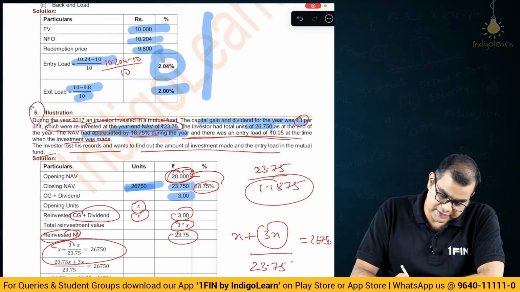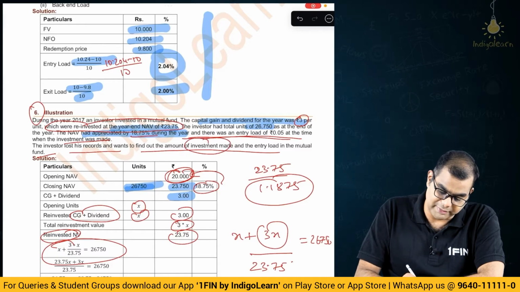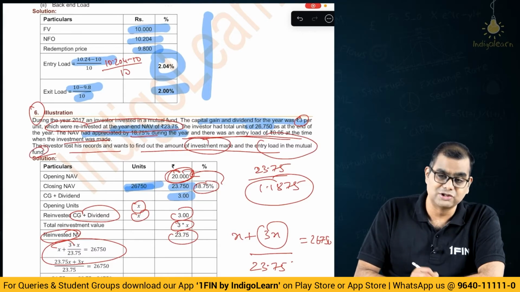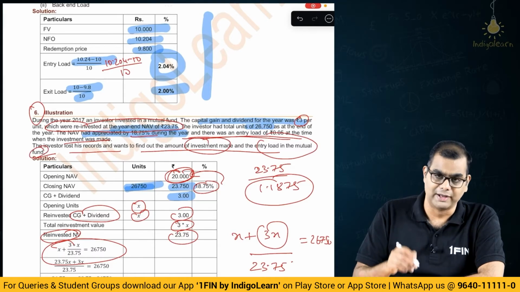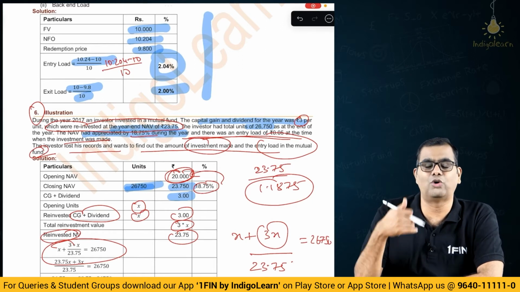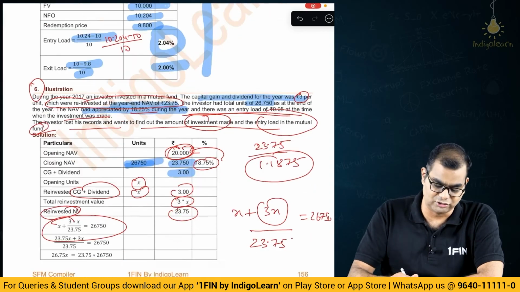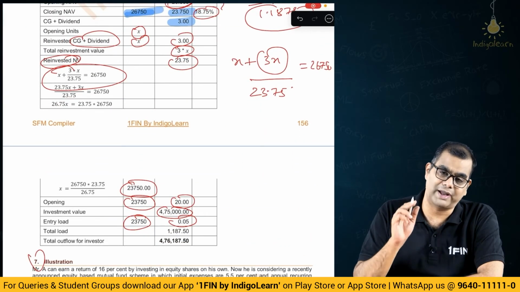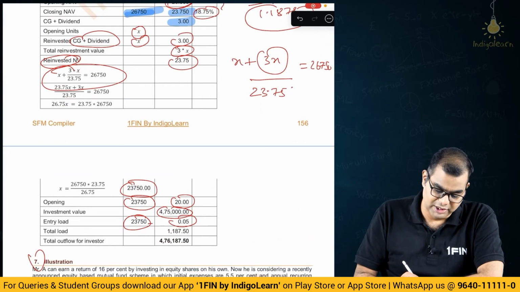There was an entry load of 0.05 at that time, when the investor lost his records and wants to find out the amount of investment made and the entry load in the mutual fund. So, they want you to give the absolute value of the entry load, because they themselves have already given you 0.05 as the entry load. There is no point quoting that 0.05 number back in the solution. So you have to give the actual amount of entry load that was paid.